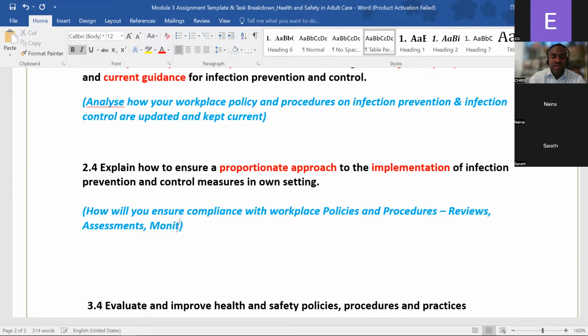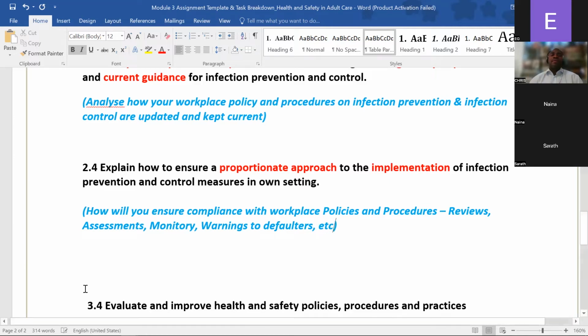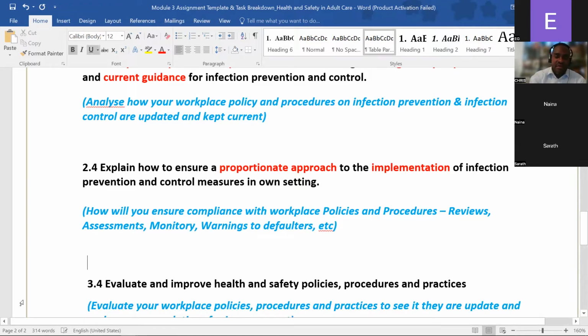Monitoring. Warnings to defaulters, etc. Right? And then that brings us to task 3.